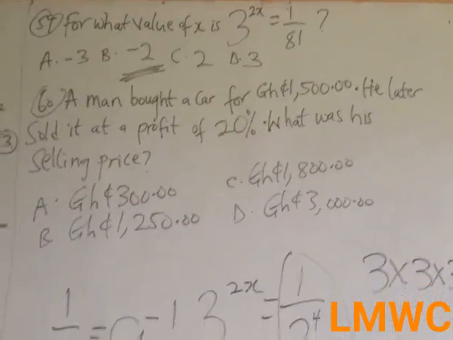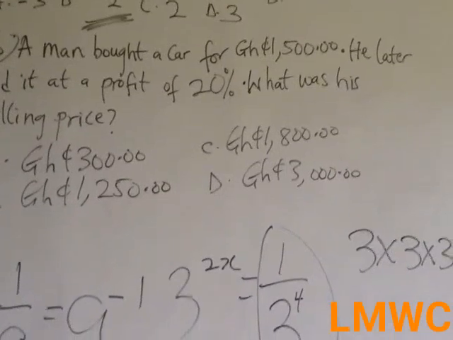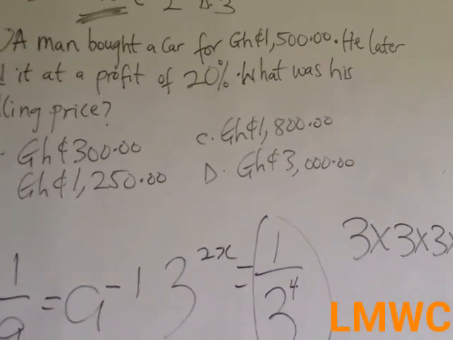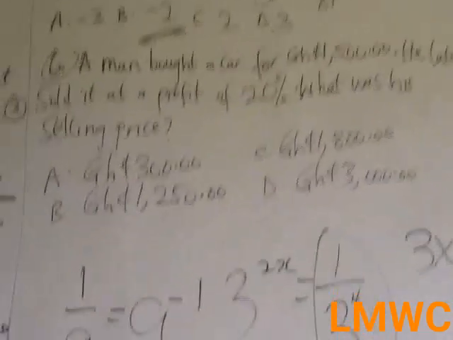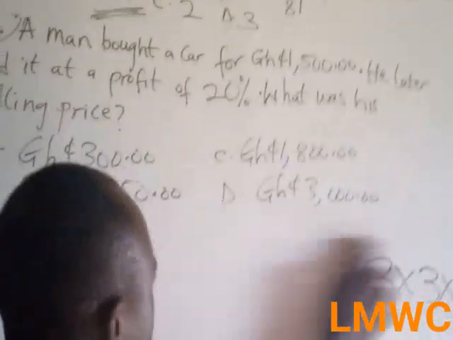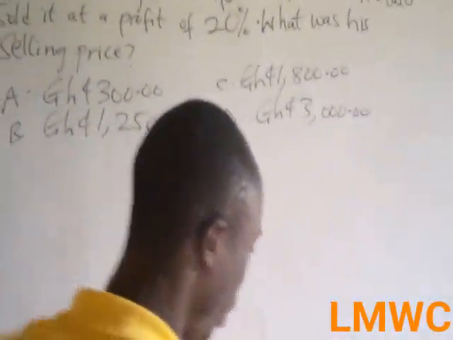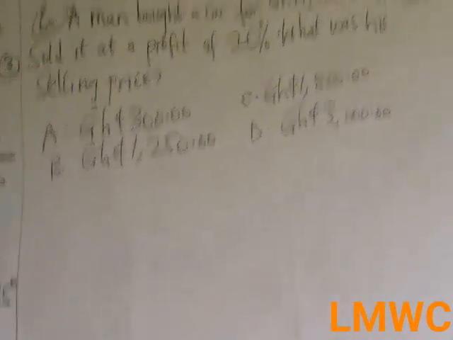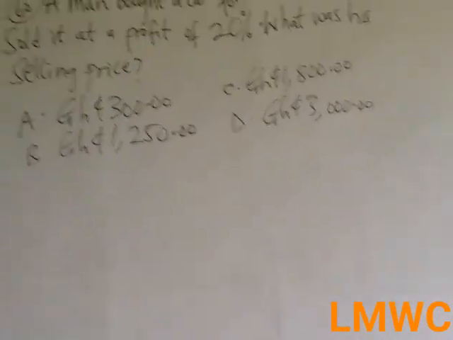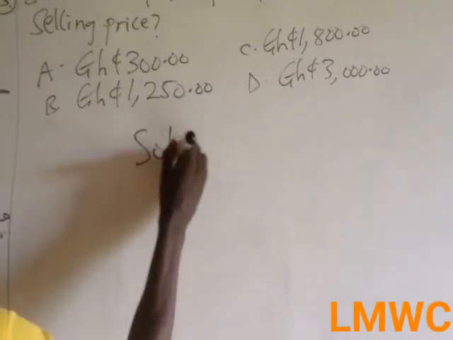The last question, question 16. A man bought a car for 1,500 cedis. He later sold it at a profit of 20%. What was his selling price? This is under business maths. And under business maths, we have a lot to do there. You have commission, profit and loss, depreciation, hire purchase. There are many. But now, this question, they have asked you to find the selling price.